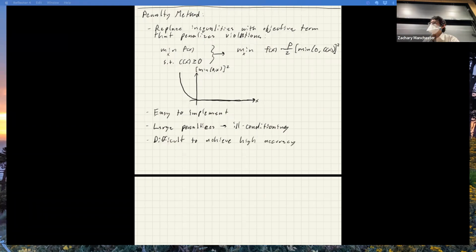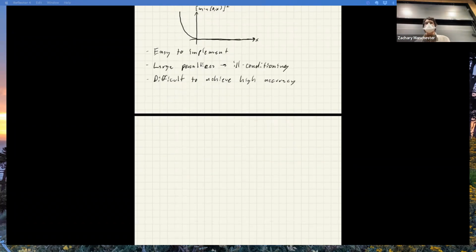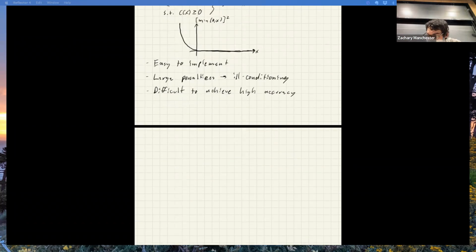In particular, if you look at the theory for these, to get perfect constraint satisfaction, exactly C of x equals 0, theoretically you actually have to crank rho up to infinity. Obviously we can't do that in a computer with floating point math, right? So this is basically the story. These methods have this issue where you just can't get past a certain constraint tolerance. So what we're going to do now is fix that issue with a trick called the Augmented Lagrangian.